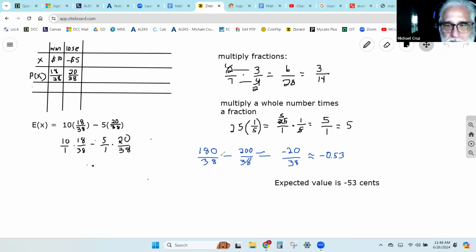So 10 times 18 is 180. 1 times 38 is 38. The negative sign comes over. 5 times 20 is, oh wait a second, that's 100. Is that what you were talking about? Yeah. All right, there we go. That's what you were talking about. I got you.